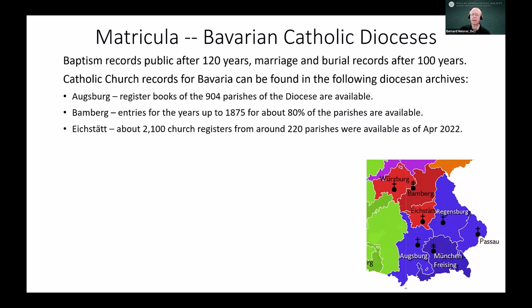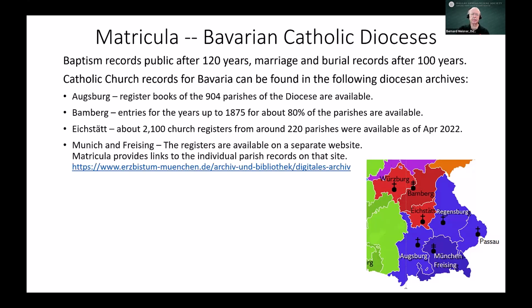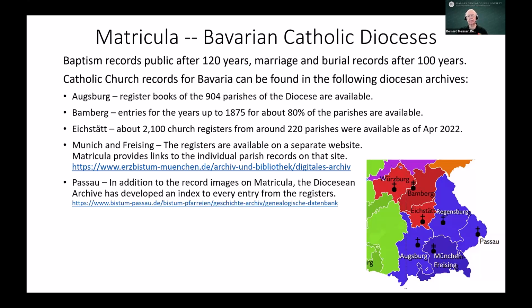For Eichstatt, as of April 2022, that's the latest I could find, they have about 2,100 registers from 220 parishes on Matricula, freely available. Munich and Freising do things a little bit differently. They have their own website where they put all their records. There are links on the Matricula site that will take you to that website. And there you can see the actual link to it. But if you go to Matricula, it will send you to those records.